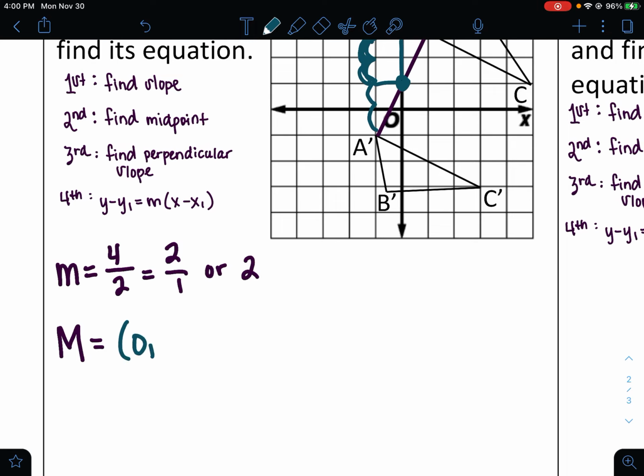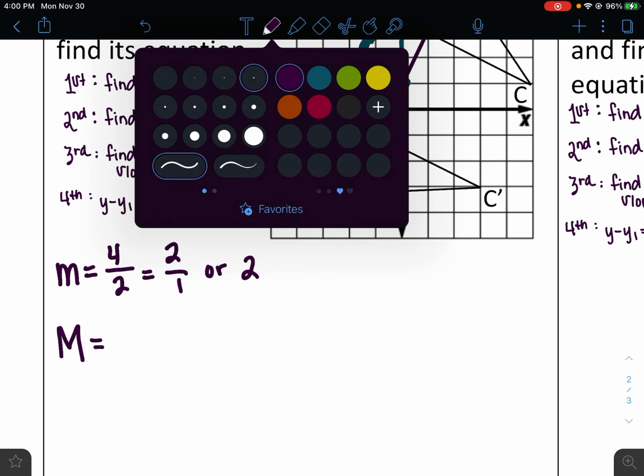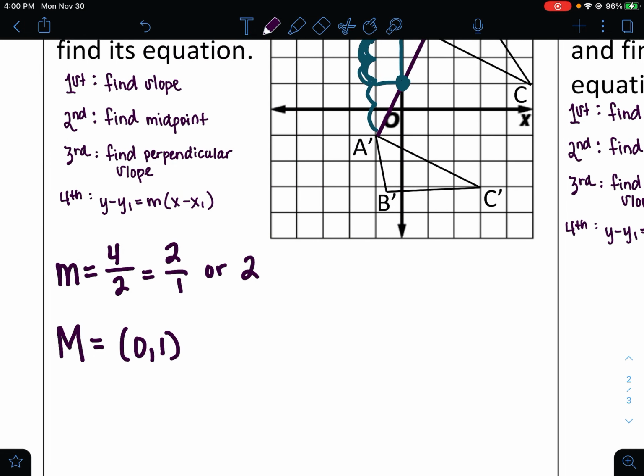Did not mean to use that color. Okay, so again, that's 0, 1. We start at the origin, and we have to go up 1, but we didn't go right or left. So it's going to be 0, 1.